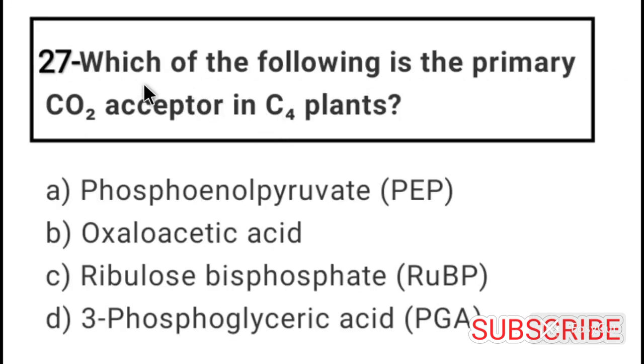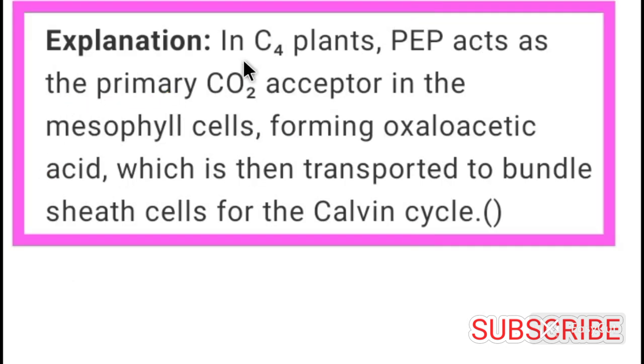Now come to question number 27. Which of the following is the primary CO2 acceptor in C4 plants? Answer is option A. Phosphoenol pyruvate is the primary CO2 acceptor in C4 plants. In C4 plants, phosphoenol pyruvate acts as the primary CO2 acceptor in the mesophyll cells, forming oxaloacetic acid, which is then transported to bundle sheath cells for the Calvin cycle.